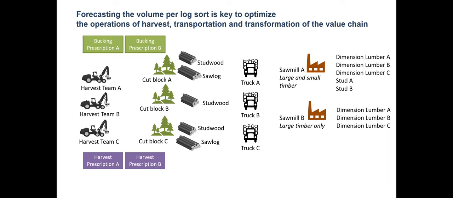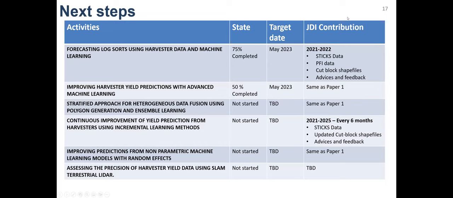What are the next steps in that research project? Like Nicolas mentioned, it was a proof of concept. How can we do that? There were some questions about location and precision. We overcome this problem with the approach Nicolas presented. So what are the first thing is the forecasting. That's the first line in the table, the proof of concept we're working on.